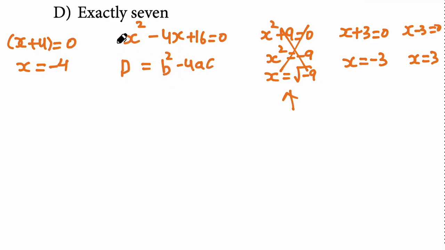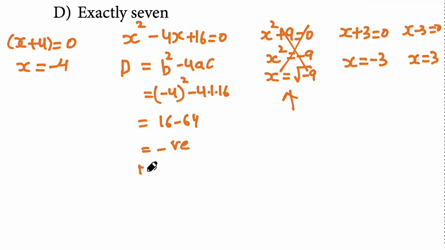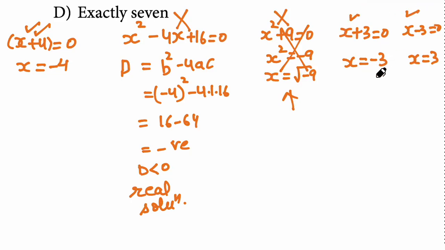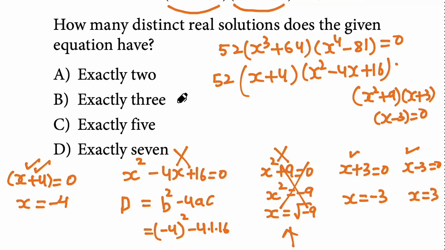So here A is 1, B is negative 4, and C is 16. So negative 4 whole squared minus 4 times 1 times 16. 16 minus 64, and it is a negative value, right? Negative value. And when D is less than 0, there are no real solutions, right? So that means this is not going to give us real solutions. This is first of it. This part is not going to give us real solutions. This is second, and this is third. So there are exactly 3 real solutions for this. So B is the right option.